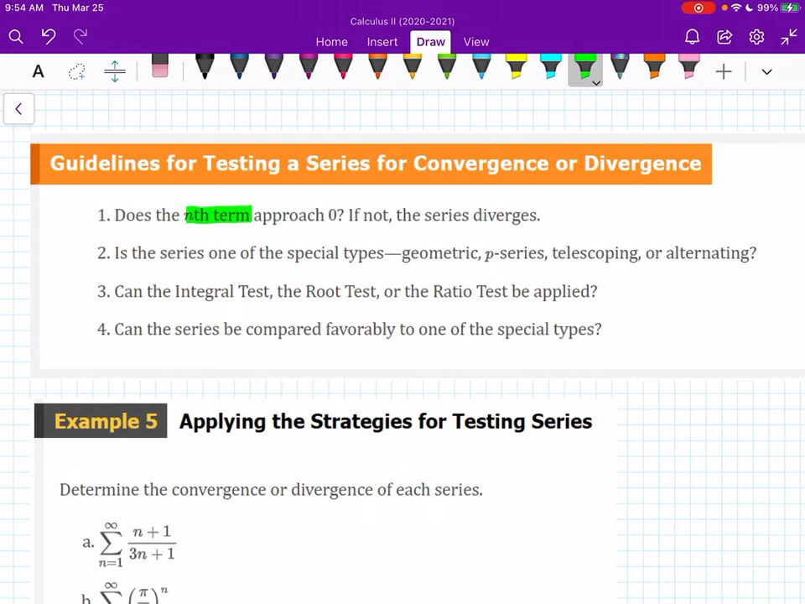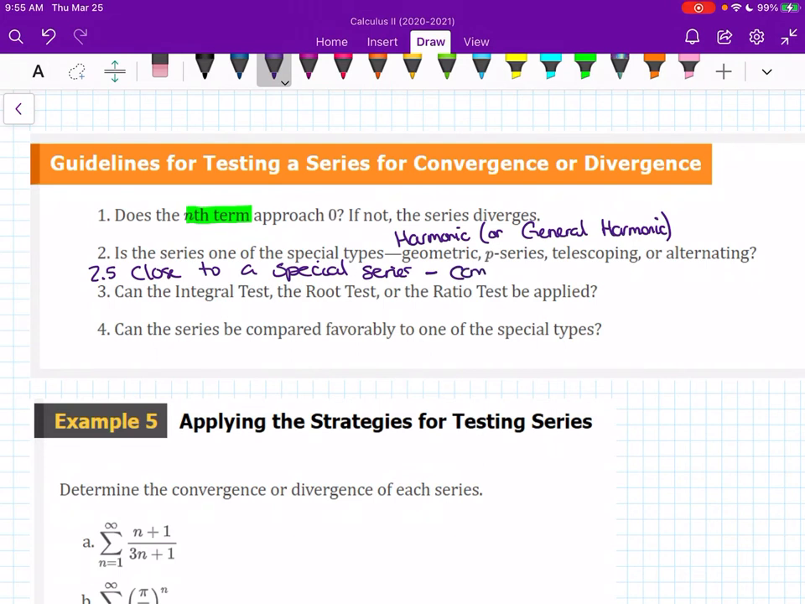The next one, is it a special type? Do we have a geometric series, a p-series, a telescoping, or alternating? Each of those types of series have their own test, which is going to be the most efficient for you. Or harmonic. I'm going to add harmonic here. Is it a special type? Harmonic, which fits into the p-series. Or I might even say, is it close to a special series? And for that, you would use one of the comparison tests.